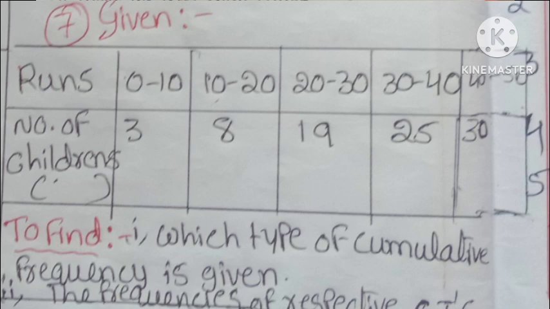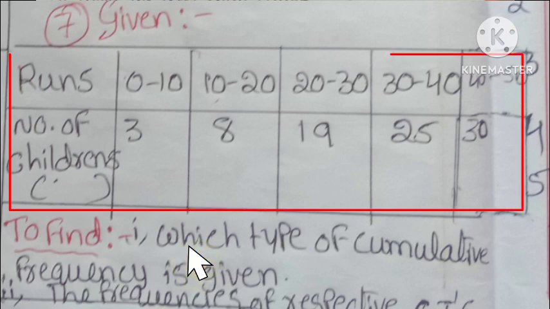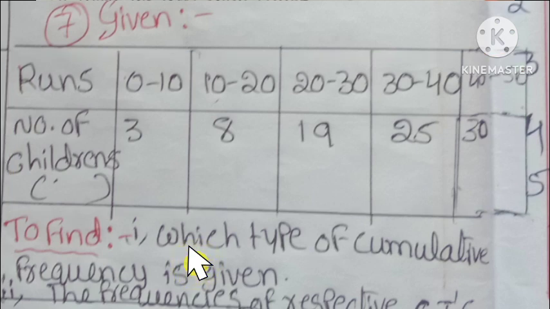Next, the seventh problem solution. First, how to write the given data in the problem. A table is given with runs and number of children. We need to find which type of cumulative frequency is given, and second, how to calculate the frequencies of the respective class intervals.